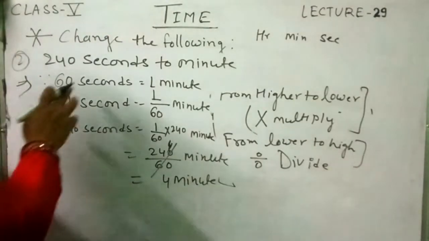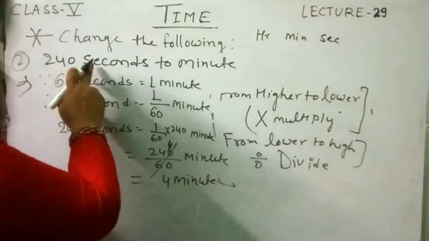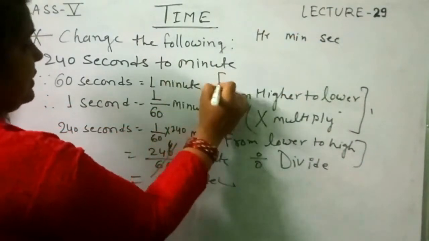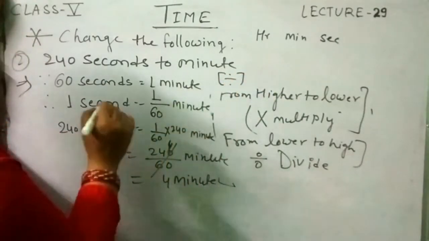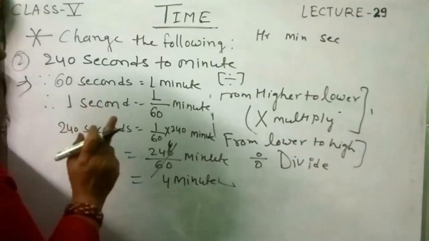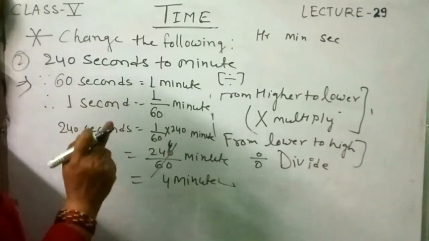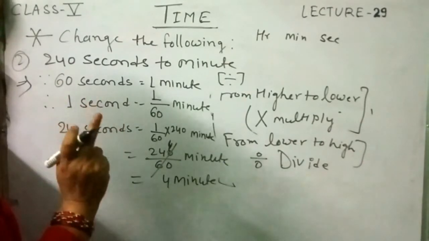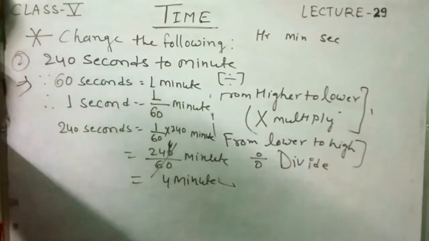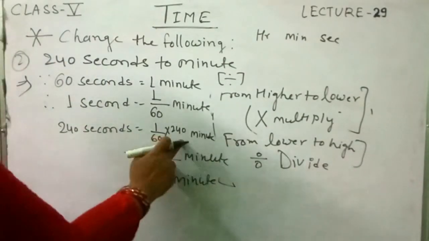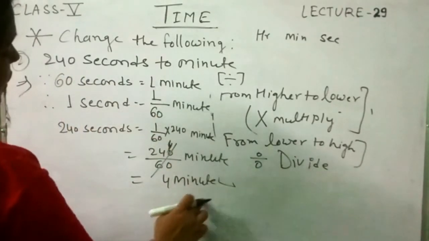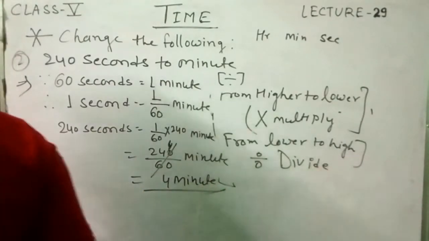But keep in your mind, when you are changing from lower to higher, at that time you have to use the divide symbol and divide by 60. Why? Because 60 seconds is equal to 1 minute, and 1 second is 1 by 60. Here you have to find 240 seconds, so you divide 240 by 60. Then it will be 4 minutes. The answer will be 4 minutes.